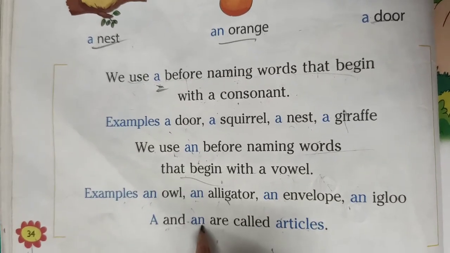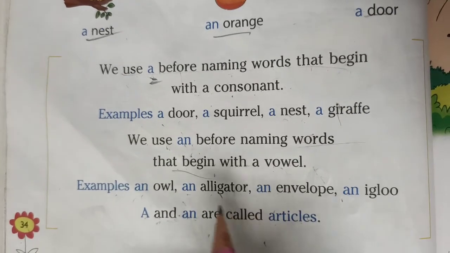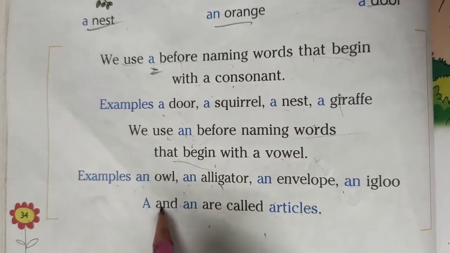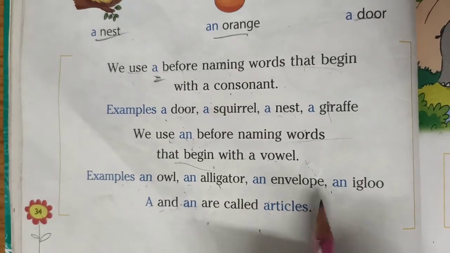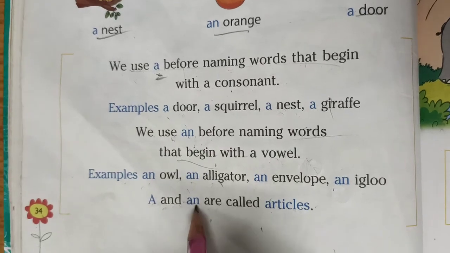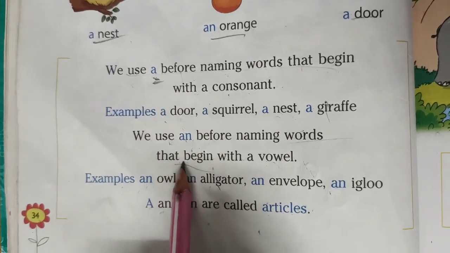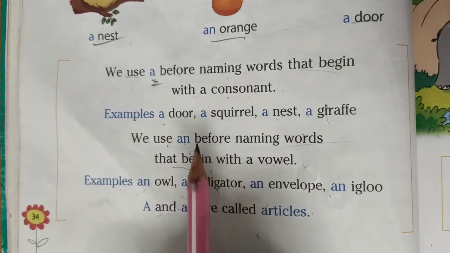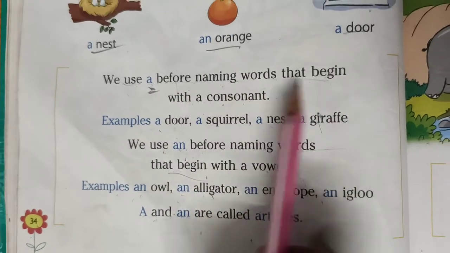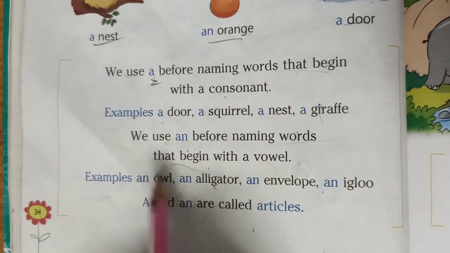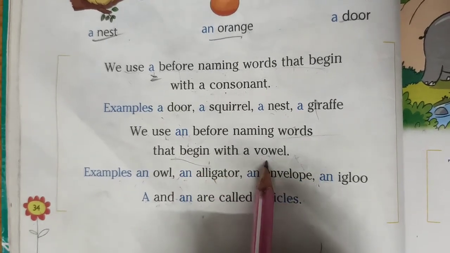A and an are called articles. The definition of article is a, an and the are called articles. A is used before naming words that begin with a consonant letter. Then an we use before naming words that begin with a vowel. Do you understand?